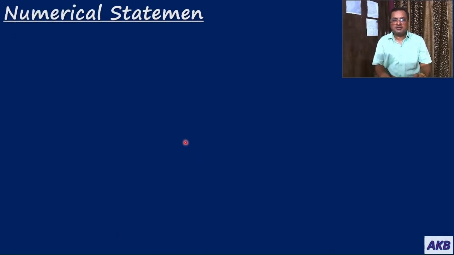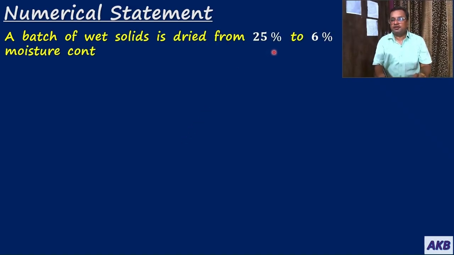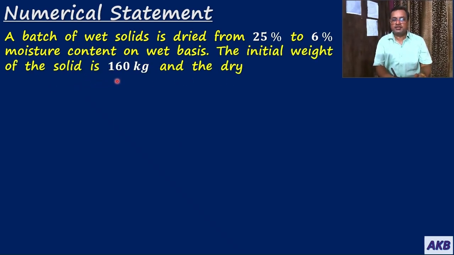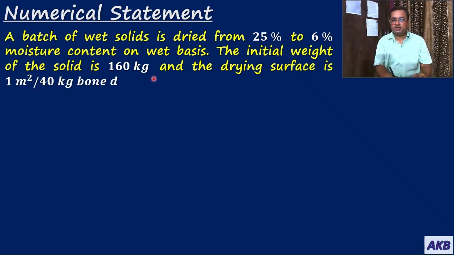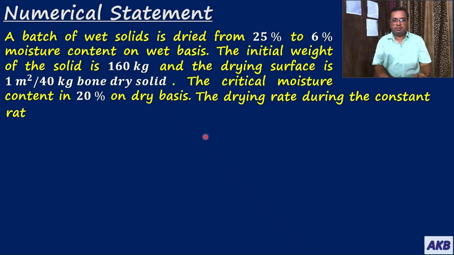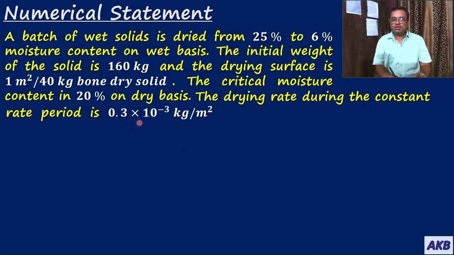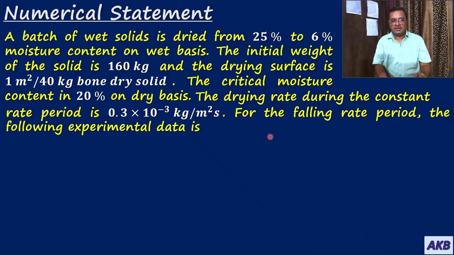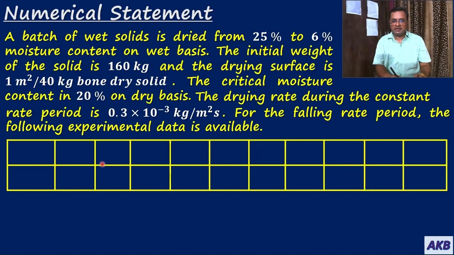To begin with, let us look at the numerical statement. A batch of wet solids is dried from 25% to 6% moisture content on wet basis. The initial weight of the solid is 160 kg and the drying surface is 1 meter square per 40 kg bone dry solid. The critical moisture content is 20% on dry basis. The drying rate during the constant rate period is 0.3 into 10 to the power minus 3 kg per meter square per second. For the falling rate period, the following experimental data is available.